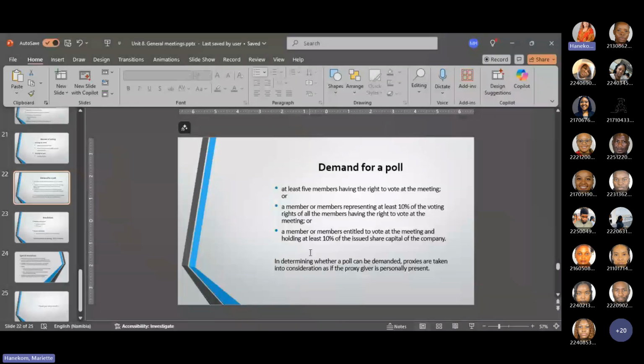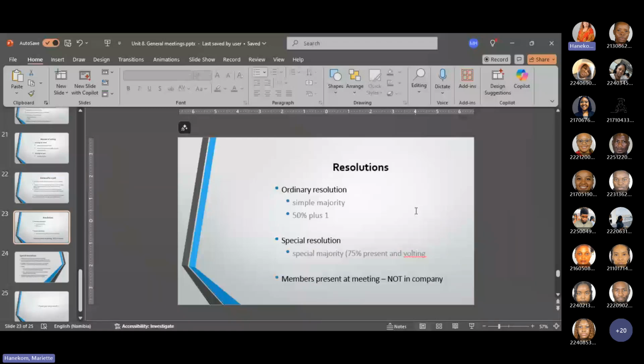So demand for a poll is not that important. Let's move on. Then we get two types of resolutions. You get ordinary resolutions and you get special resolutions. To validly adopt an ordinary resolution, you require a simple majority. A simple majority is just one more than 50%. Not 51%, one more than 50%. 50% plus one. That is a simple majority.